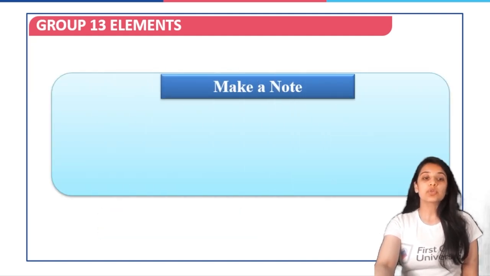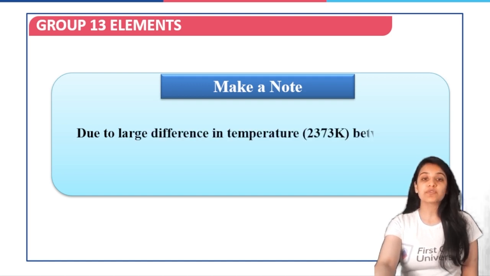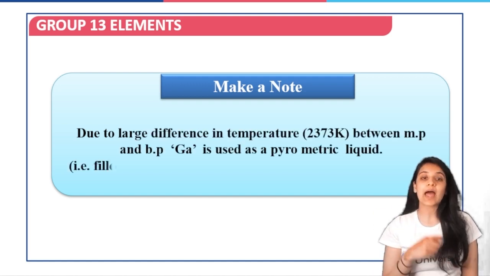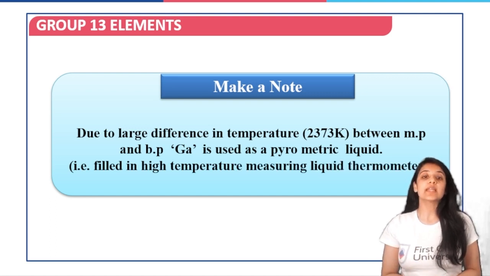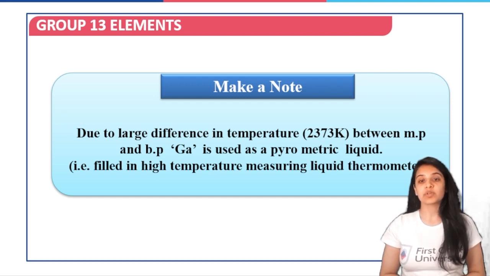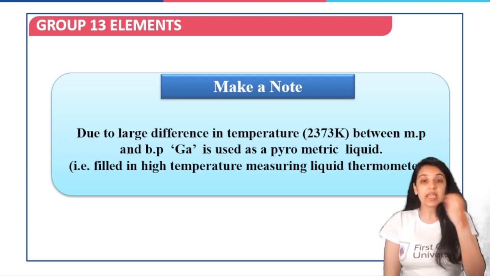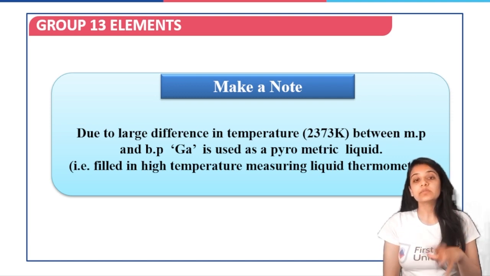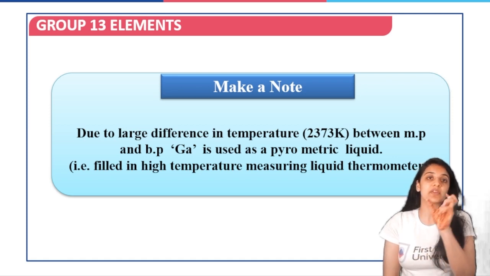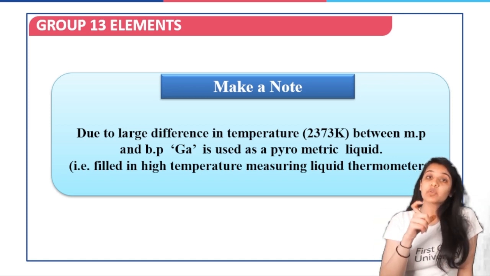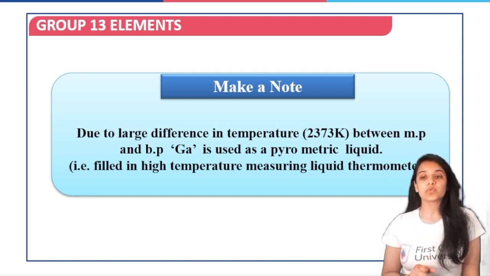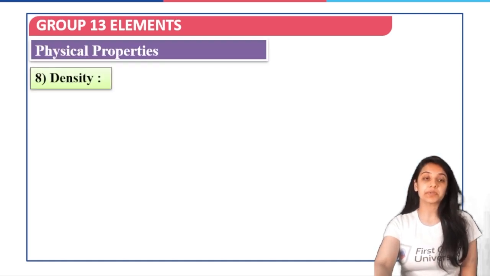Simple. So now make a note of the fact that due to large difference in temperature between the melting points and boiling points of gallium, we use it as a pyrometric liquid. That is filled in high temperature measuring liquid thermometers. Now whatever liquid thermometers we have, that is high temperature measuring liquid thermometers, we make use of gallium because it has got a very high melting point and a difference of 2373 Kelvin in the melting and boiling points. So when we have to measure very high temperatures, we make use of gallium in that liquid thermometer.